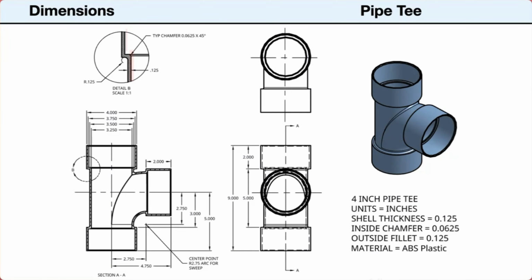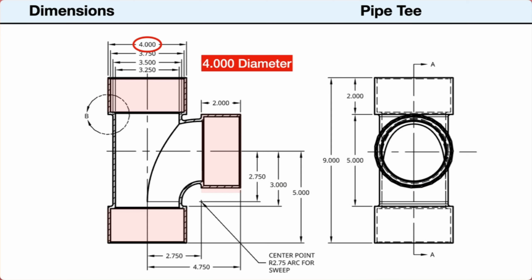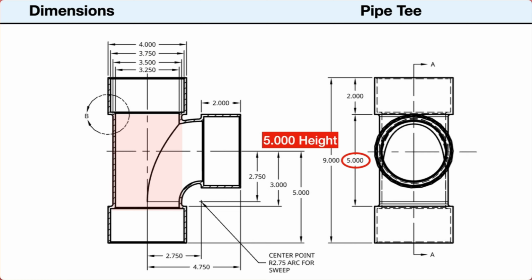Next, we'll look at the dimensions and notes. First, the dimensions are in decimal inches. The flanges have an outside diameter of 4 inches and an inside diameter of 3.75 inches. This results in a wall thickness of 1/8 or 0.125 inches. The flanges have an outside length of 2 inches. The pipe has an outside diameter of 3.500 inches and an inside diameter of 3.250 inches. This results again in a wall thickness of 1/8 or 0.125 inches. The pipe has a height of 5 inches between the outer flanges.